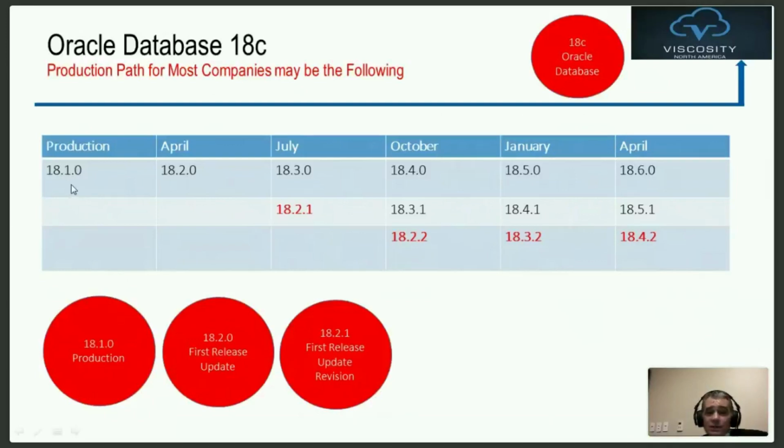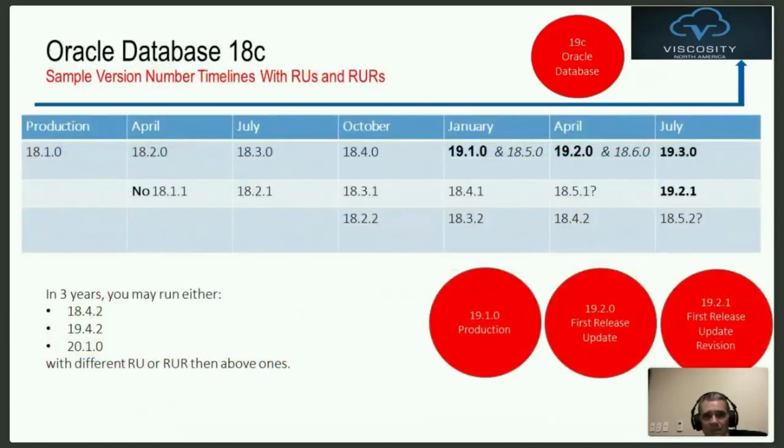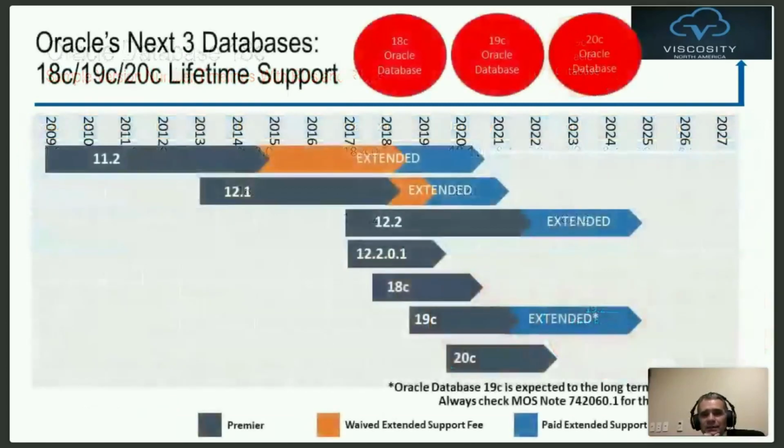And just to let you know, production 18 or 19 could come out in January, or they could come out in December as well. They've said it could come out a month early. And here's an example with RUs and RURs. So maybe in 3 years, maybe you're running 18, 19, 20, what's it going to be? I'm not sure because there are so many releases out there. And the answer is, look at this chart.